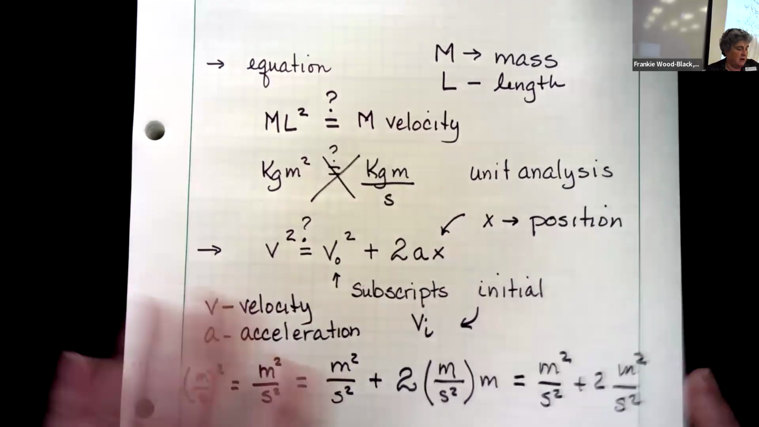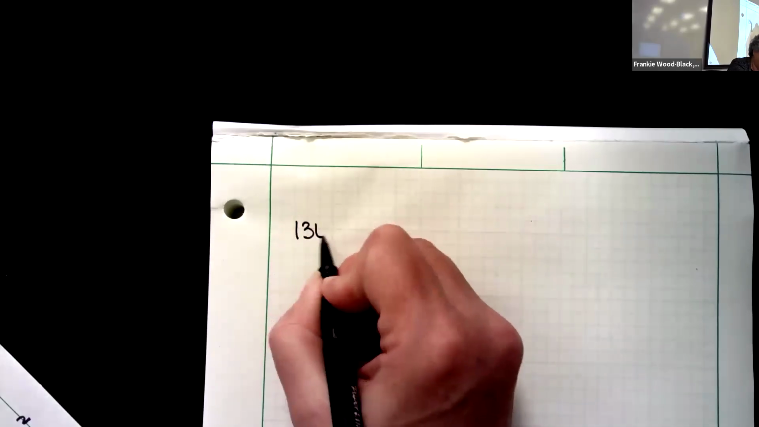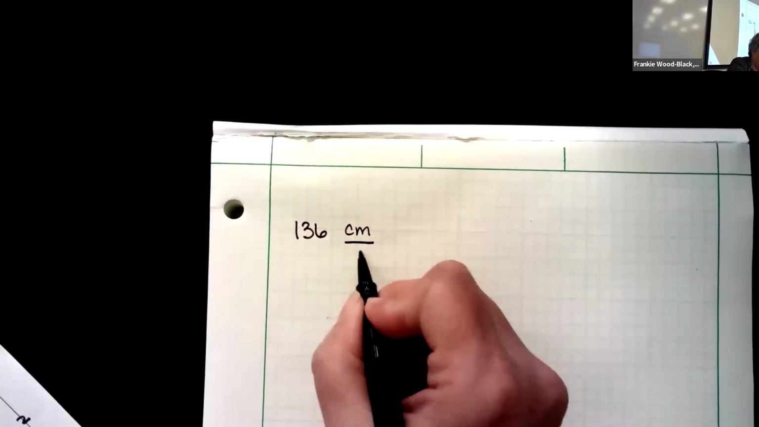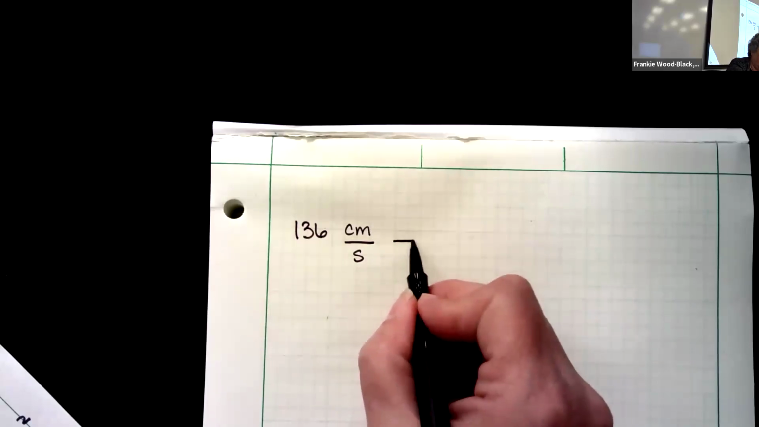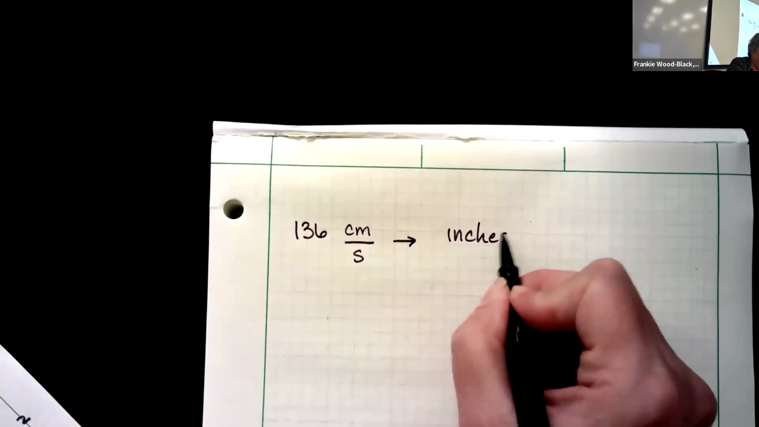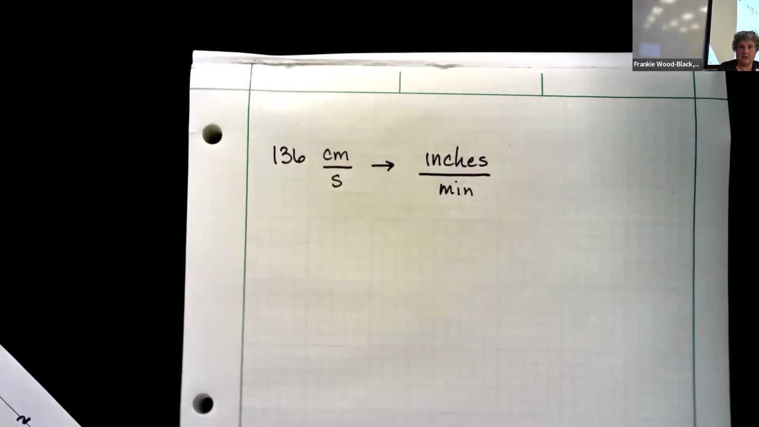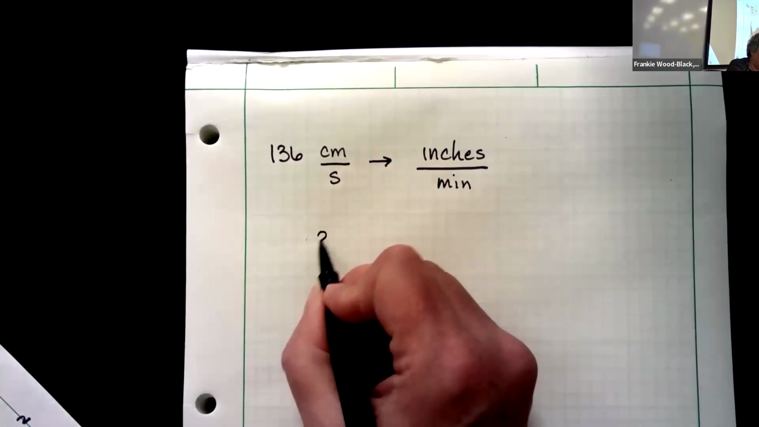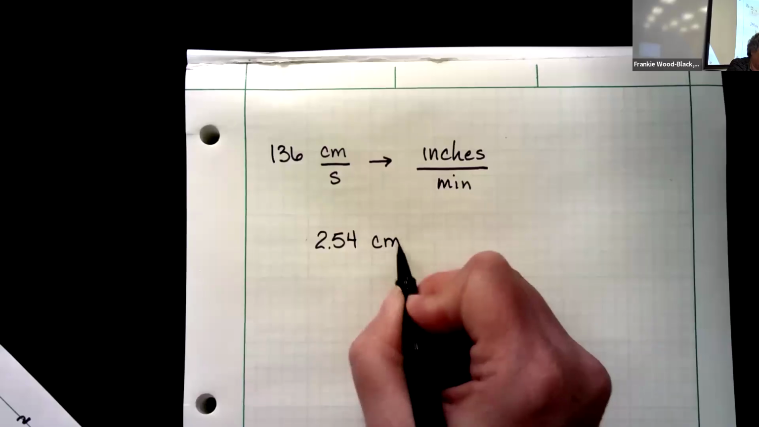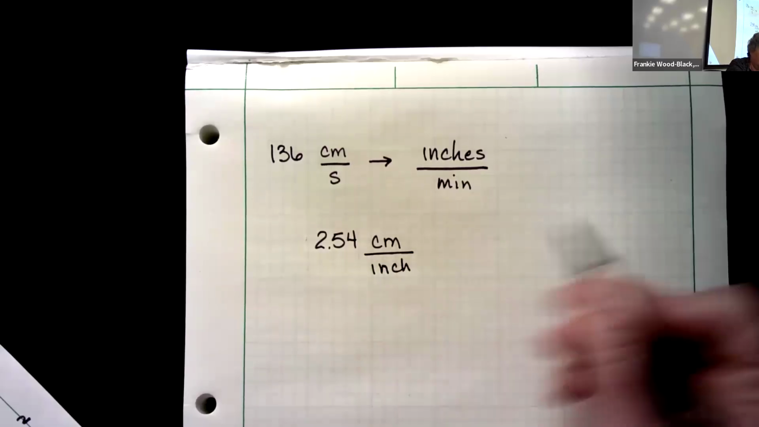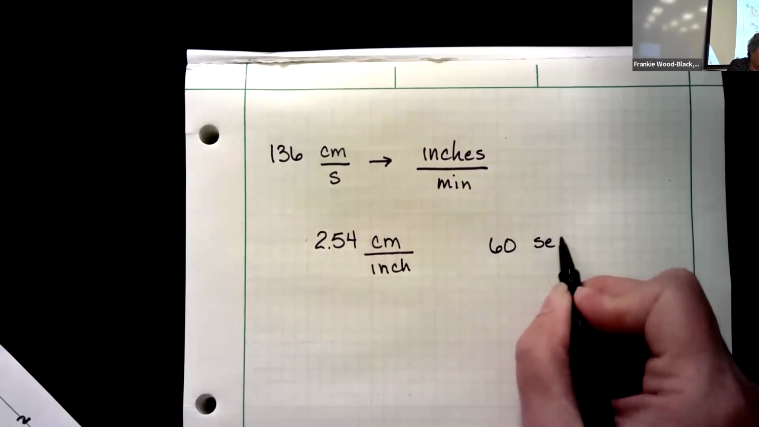This helps you with conversions, okay? This helps you with conversions. So we're going to do our conversion here. We want to know, I have 136 centimeters per second. And we want to convert that into inches per minute. Okay, we need a conversion factor. And hopefully most of you have done conversions before. So this is just kind of a refresher. Well, one of the conversion factors we know is 2.54 centimeters for every 1 inch. And we know there are 60 seconds for every minute.